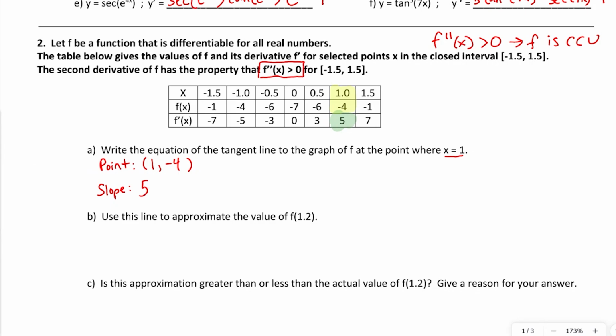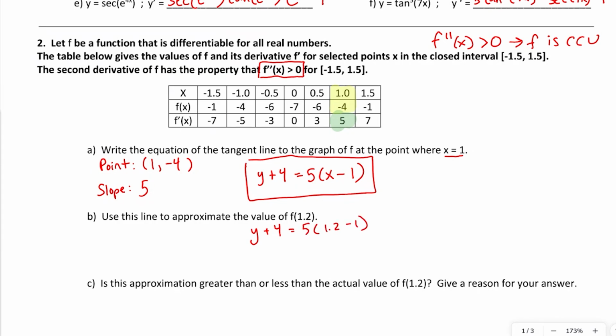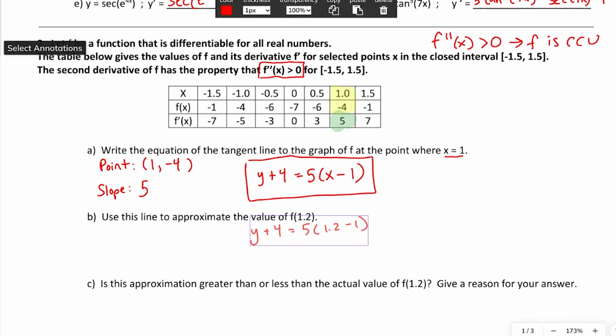So now we can write the equation of the tangent line. y plus 4 equals 5 times x minus 1. B says use this line to approximate the value of f of 1.2. So we're just going to substitute in 1.2 for x and simplify this. Maybe I'll move this over so I have a little bit more space here.